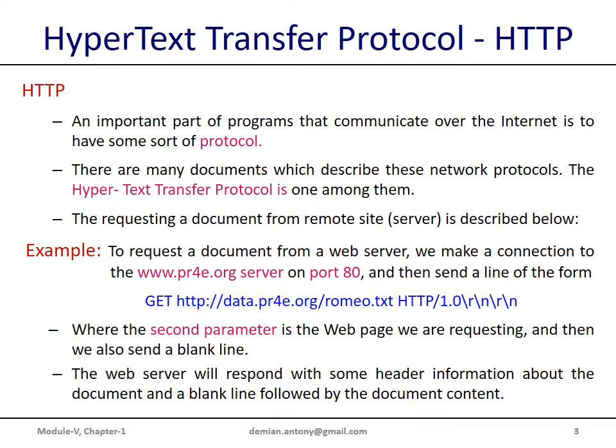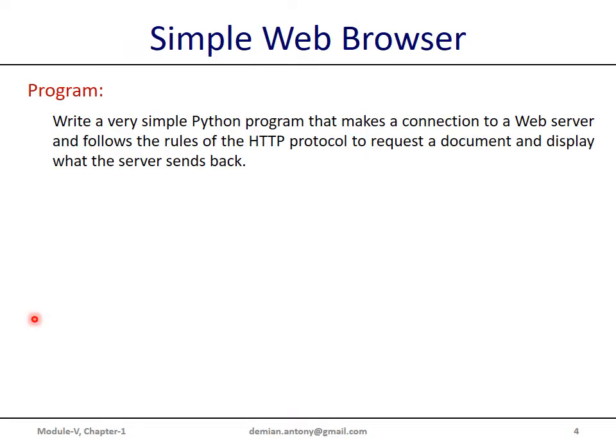Again, the response, as I said, contains the header information, which is information about the document that is being sent by the server to the client, followed by a blank line, and then the actual contents, or the actual resource. As an example, we will write a simple Python program that makes a connection to an existing web server, and follows the rules of the HTTP protocol to request the resource, and we display the contents of the resource.